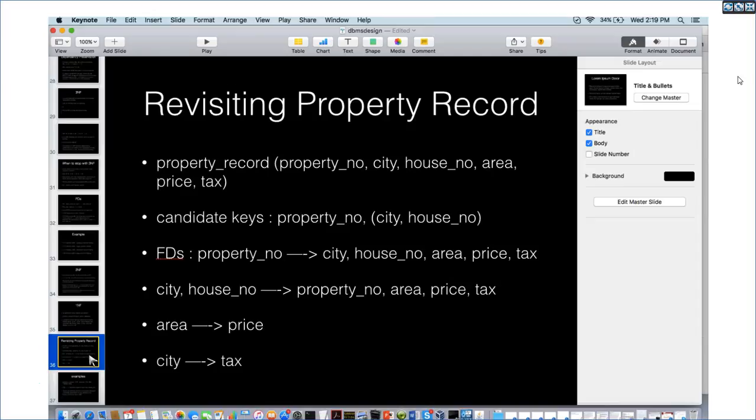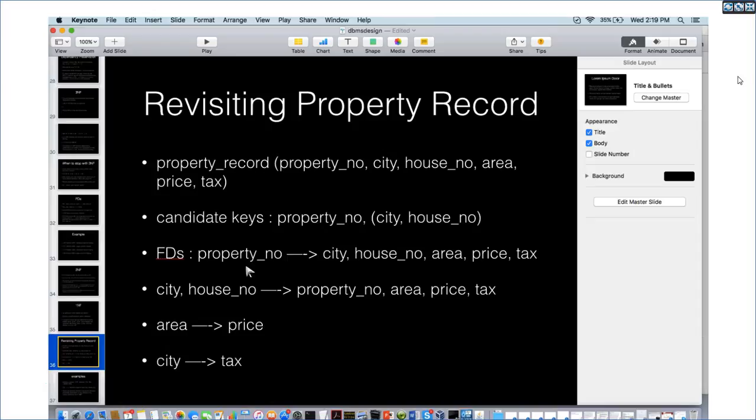The third normal form says that for every functional dependency, the left side has to be a super key, or the right side is part of a key. Now look at which FDs will violate this. FD1: property number fully determines all the other attributes, and hence this doesn't violate the second normal form. Does this violate the third normal form? This FD also doesn't violate the third normal form because property number is a key.